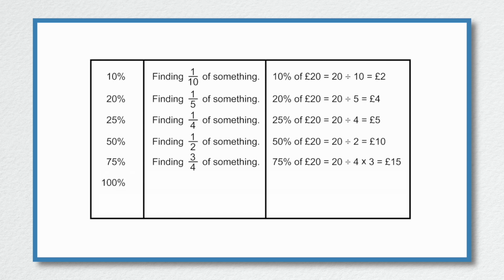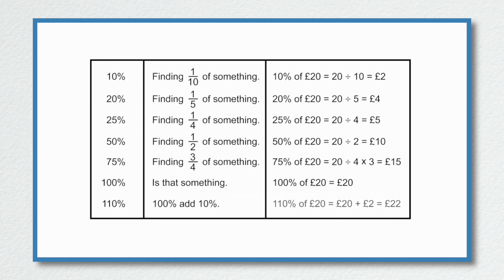Notice that 100% of something is that something. So 100% of £20 is £20. And if you had to find 110% of something, well, think of this as 100% add 10%. So 110% of £20 is the £20 add 10% of £20, which is £2, which is equal to £22.